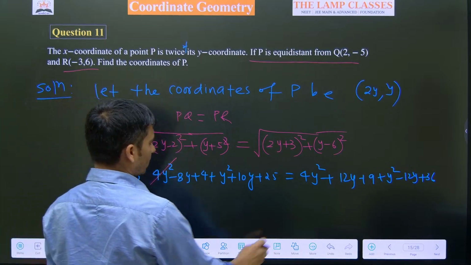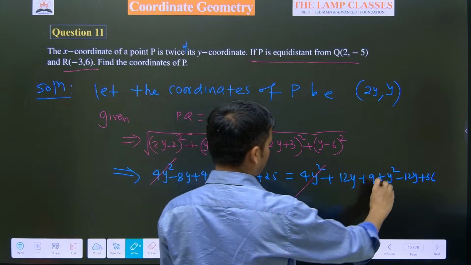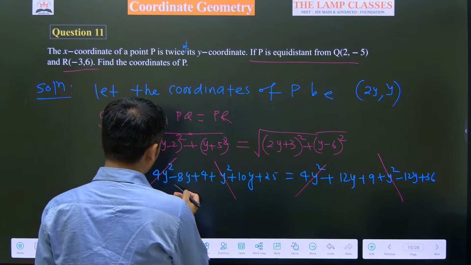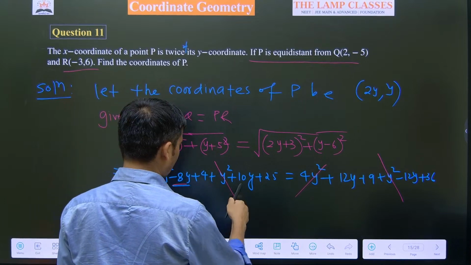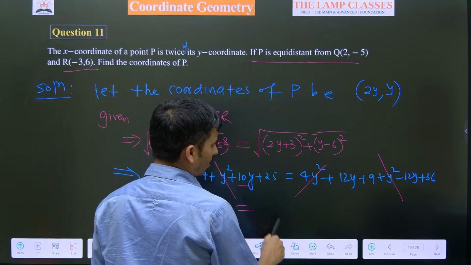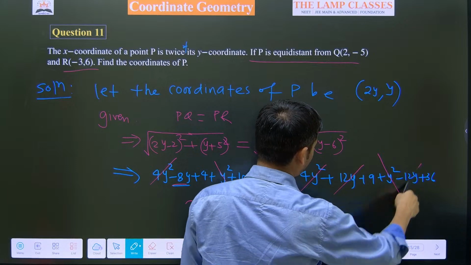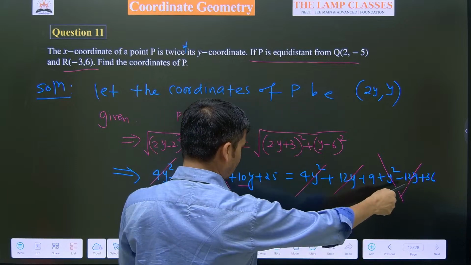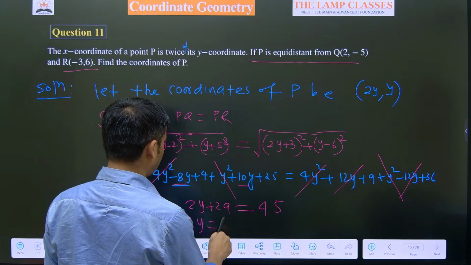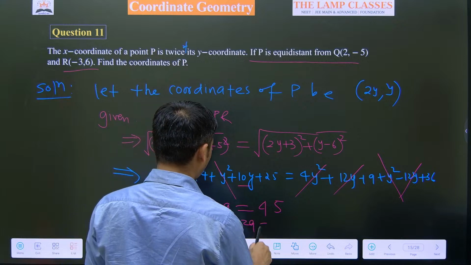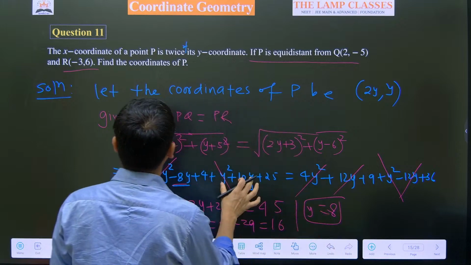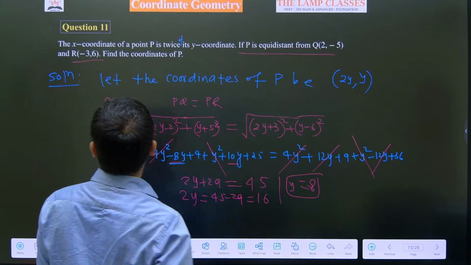So the 4y and this 4y will get cancelled. This y square and this y square get cancelled, right? Now simplify the remaining things. So minus 8y and 10y becomes 2y plus 29. 12y and minus 12y get cancelled, and on the right hand side the only thing left is 36 plus 9, which is 45. So 2y is 45 minus 29, 16, right? So y is 8. Please write the conclusion as is because they want the coordinates of the point.